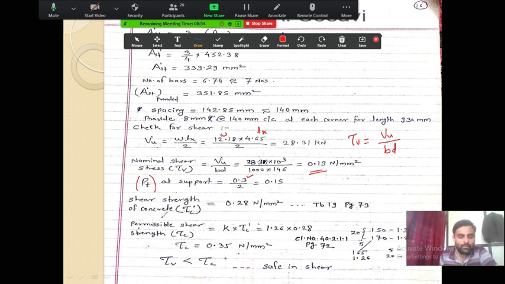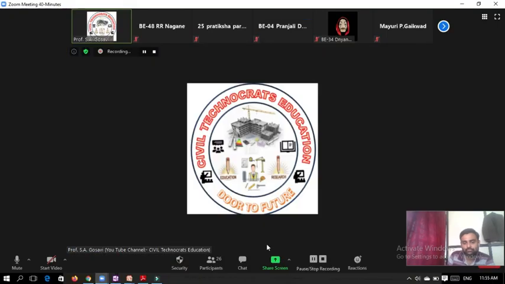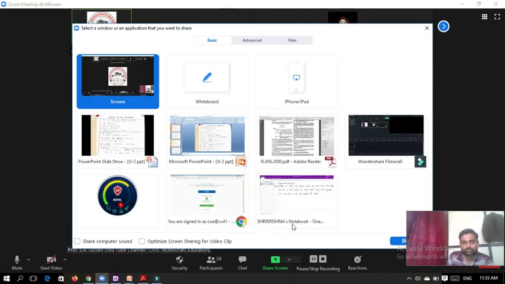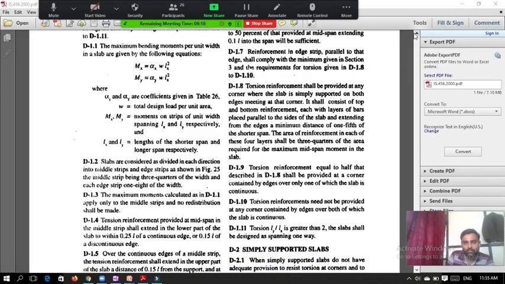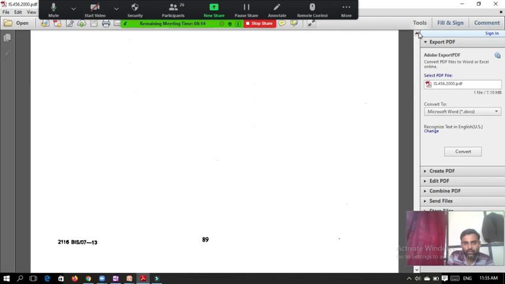And then the permissible shear strength of concrete, tau C dash. This value tau C dash is calculated from table number 19, page number 73. So many times we have seen this value for this 0.15 percentage of steel. So go to table number 19, page number 73.